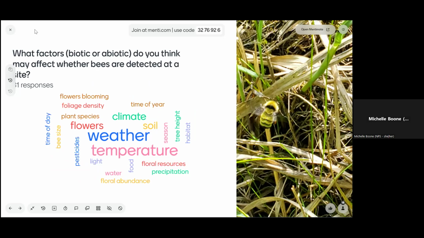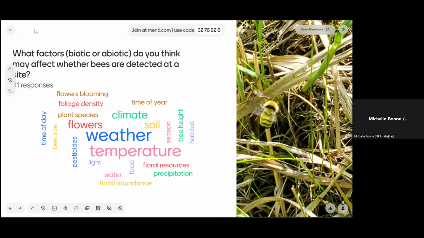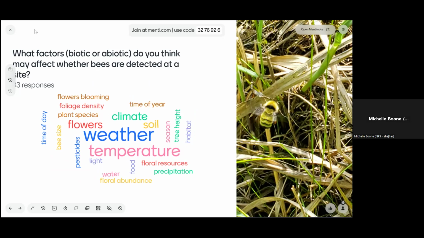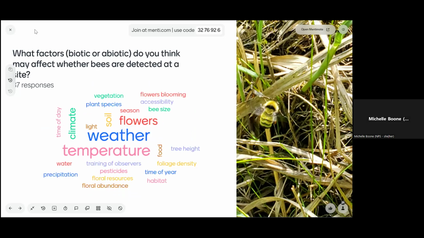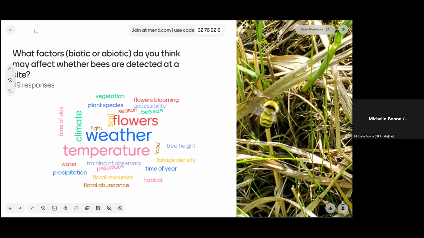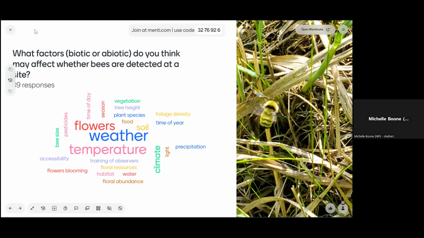Awesome. So let's look at some of these while they're still coming in, because I'm also realizing I'm going way too slow, so I want to speed it up a little bit. So we've got weather and temperature are big ones. Flowers, I see things like light and soil. I see lots of flower stuff, floral things, time of year, habitat, tree height. That one, I would love to know more about because that one's really interesting to me. Pesticides, accessibility, training of observers. Awesome. So we've got a lot of great answers there. I'm going to go ahead and go back over to my slides, but feel free to keep answering it. So I'm going to save these later.